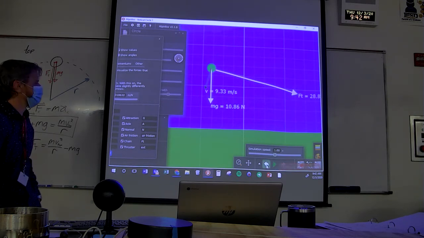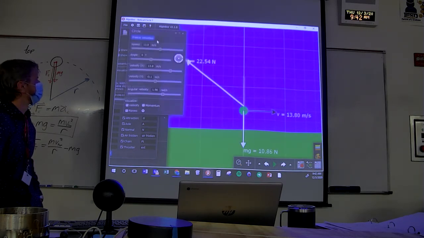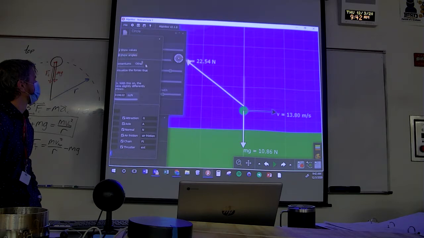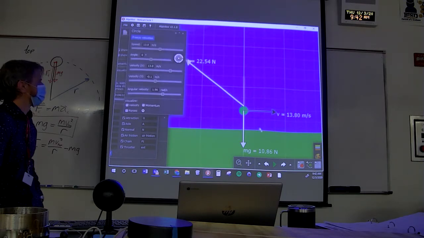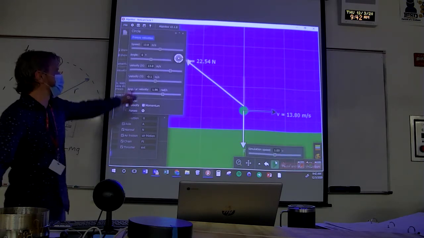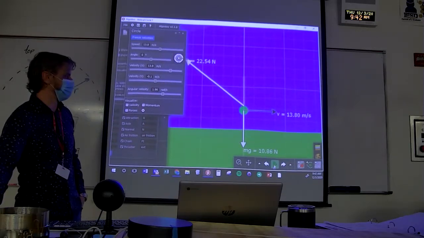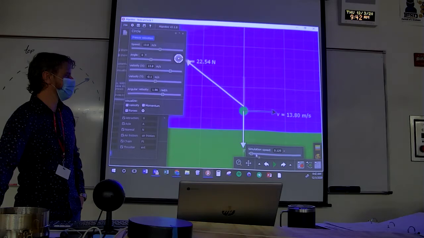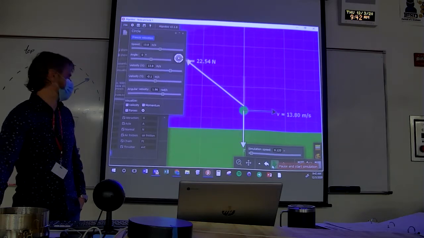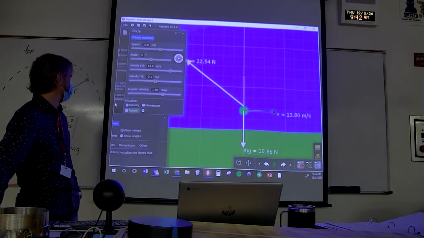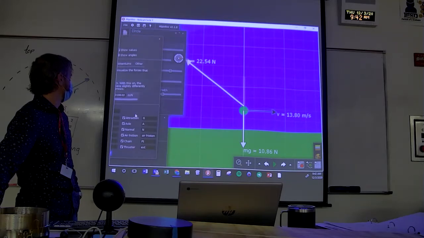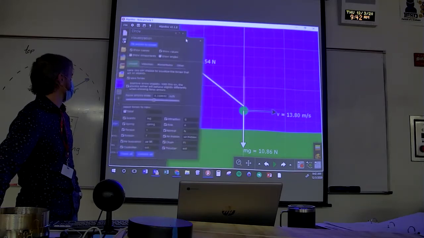Okay, so this is the minimum speed, I think, if I did this right. So this is the speed I need at the bottom in order to get through the loop. And so if we watch this, watch what happens to the tension. I wanted to leave the tension on and then take the gravitational force, the weight force off.